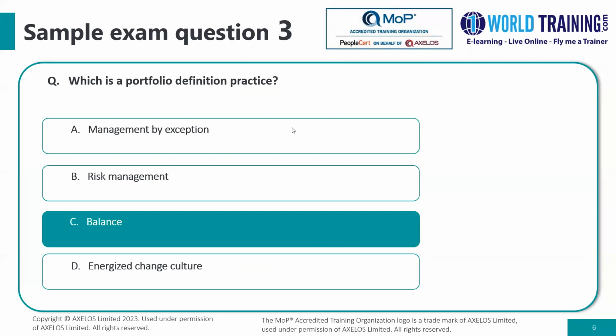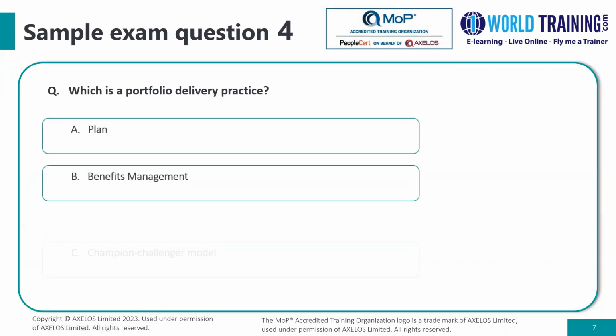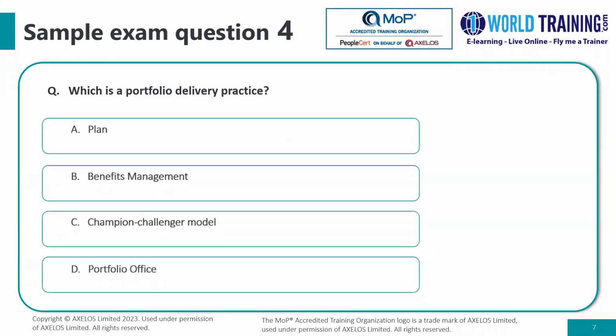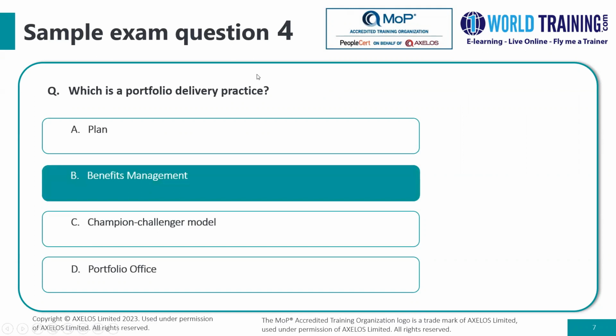Let's move on to question number 4, which is a portfolio delivery practice? Correct answer is B, which is benefits management. Plan, again, is a portfolio definition practice, not a delivery practice. Champion challenger model in MoP is a technique. And portfolio office in MoP is a good.